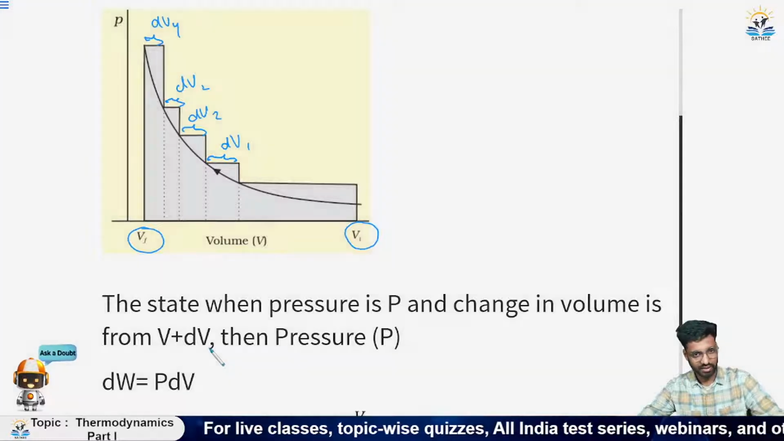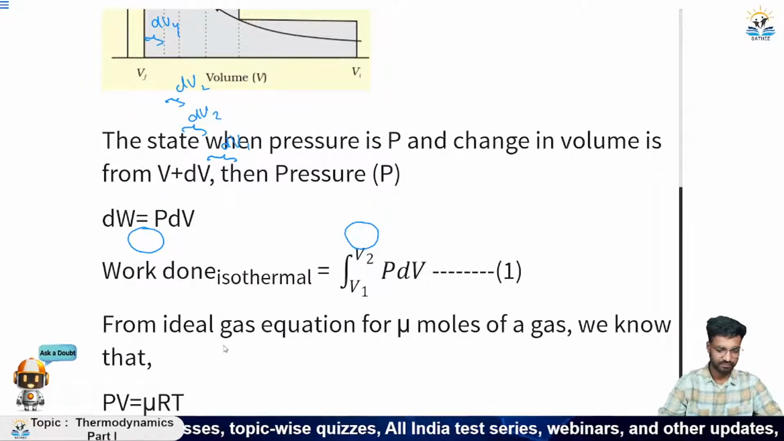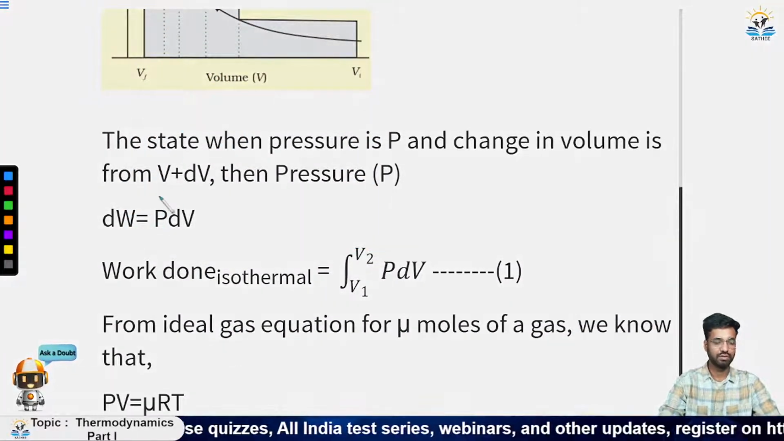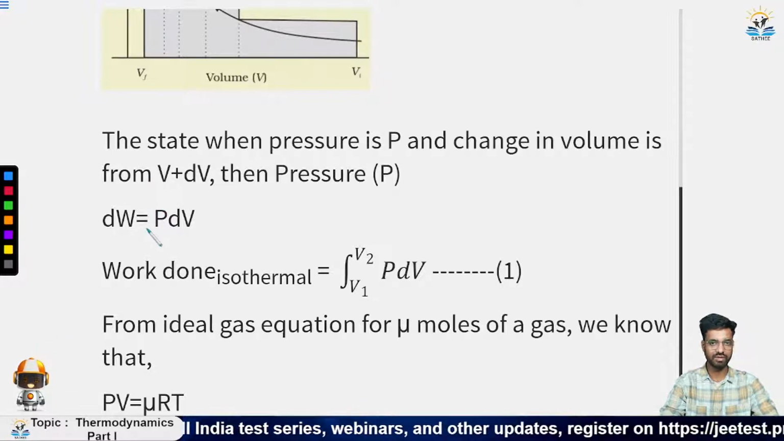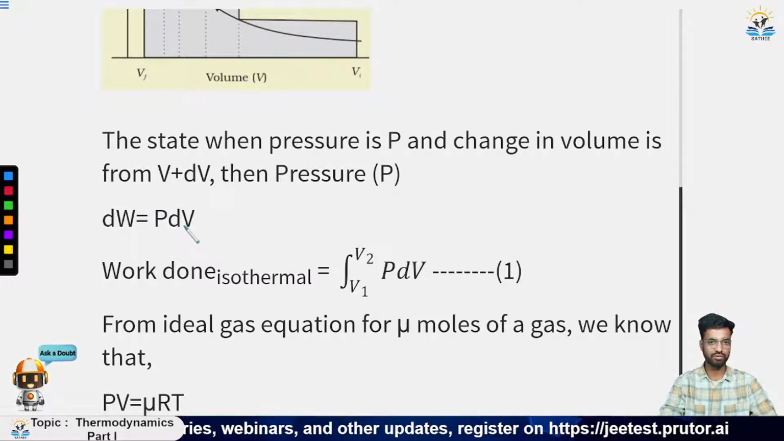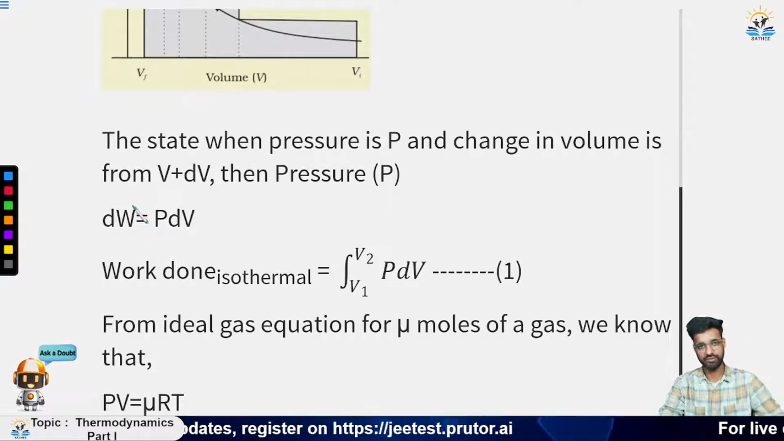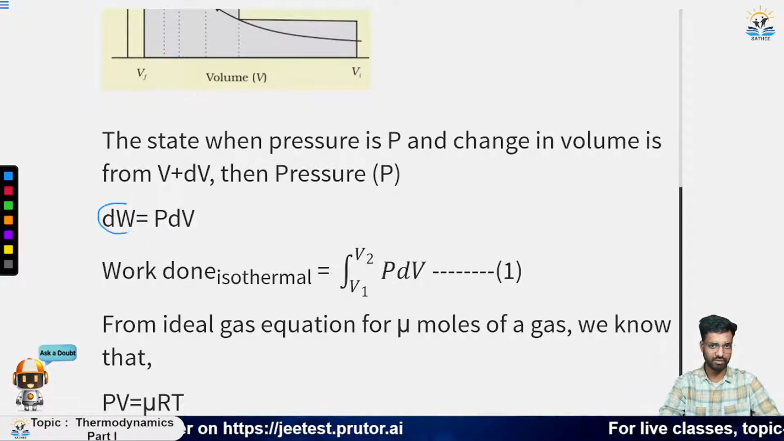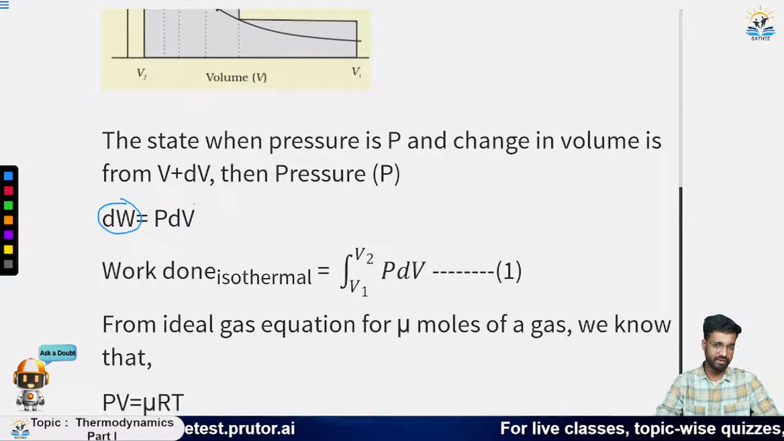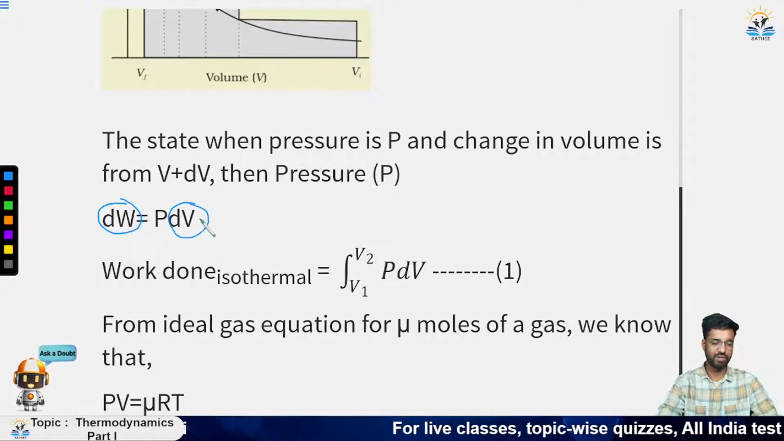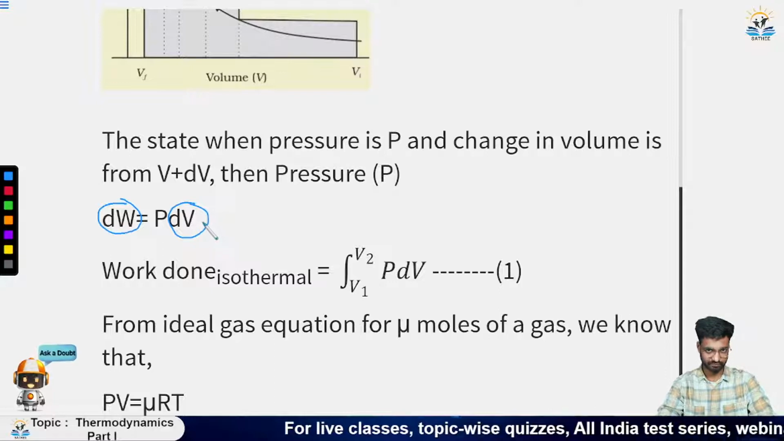Now, suppose we are calculating the work done. We know that work done is equal to PdV. Now we are considering it for a small change in work, so we have written it as dW. Then for dV1, I'm writing it as dV, a small part. So we are taking a small part of it.